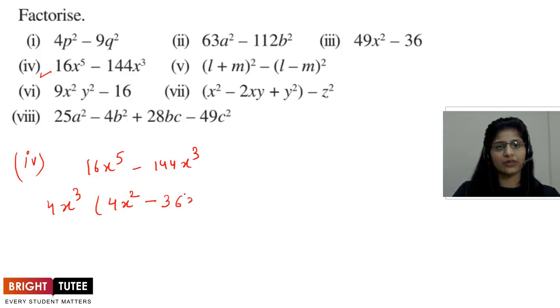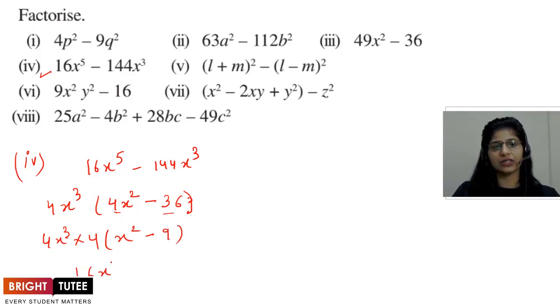So here x cube we have taken out, so it will be just x. Still, what is common out of 4 and 36? 4 is again common. So we'll write 4x cube into (4x square minus 4 nines are 36). So we have 16x cube into (x square minus 9), and 9 can be written as the square of 3.